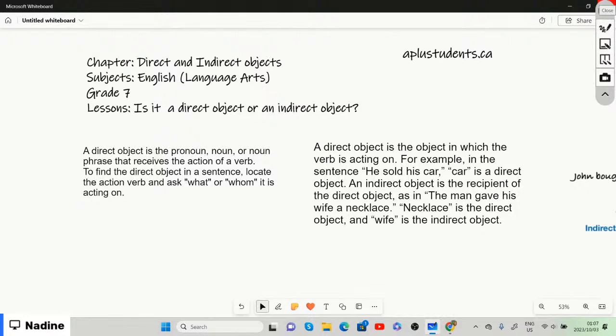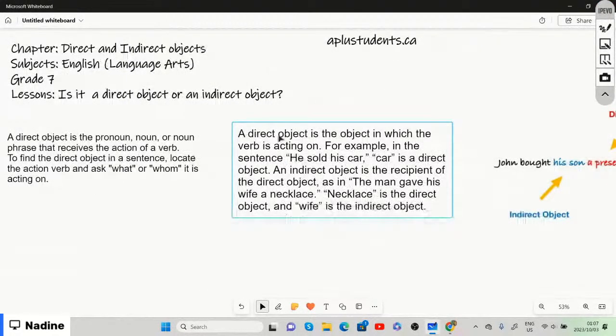And to find the direct object within a sentence, we need to locate the action verb and ask what or whom it is acting on. So a direct object, right? We said is an object on which the verb is acting.